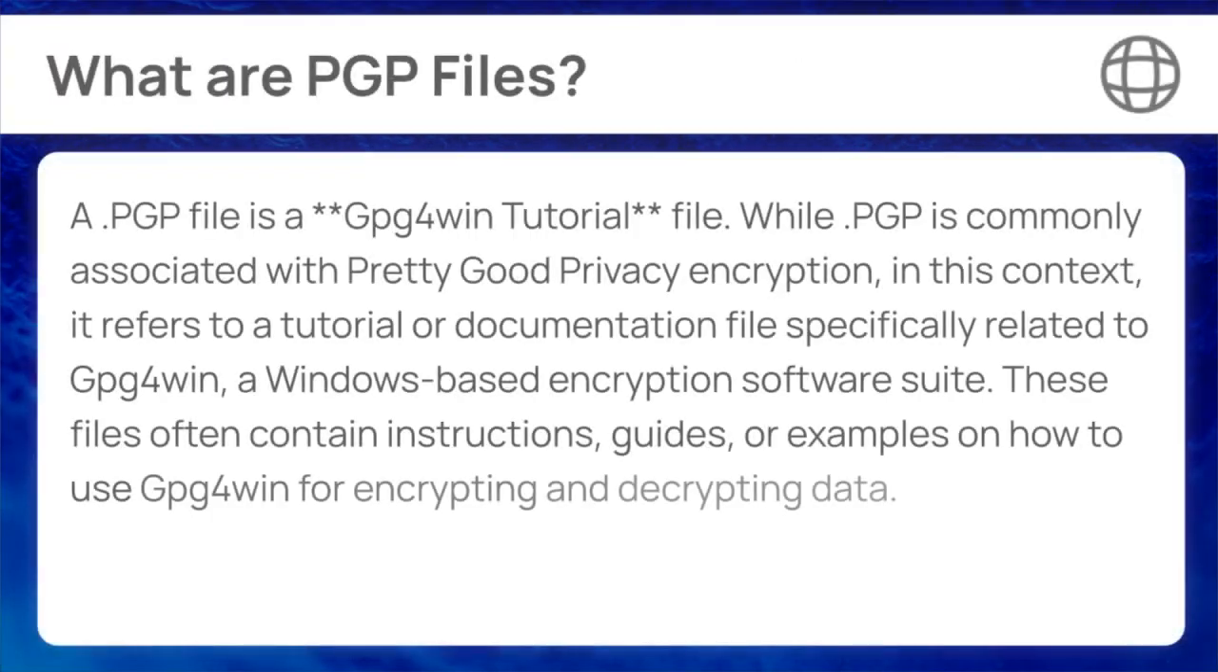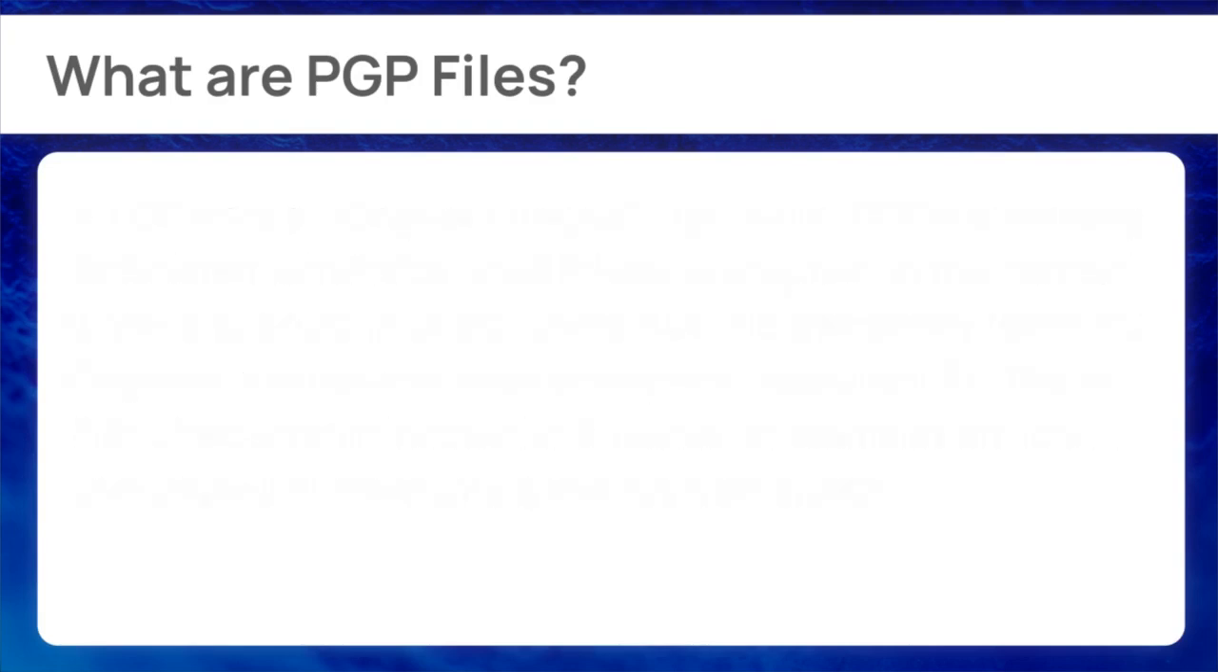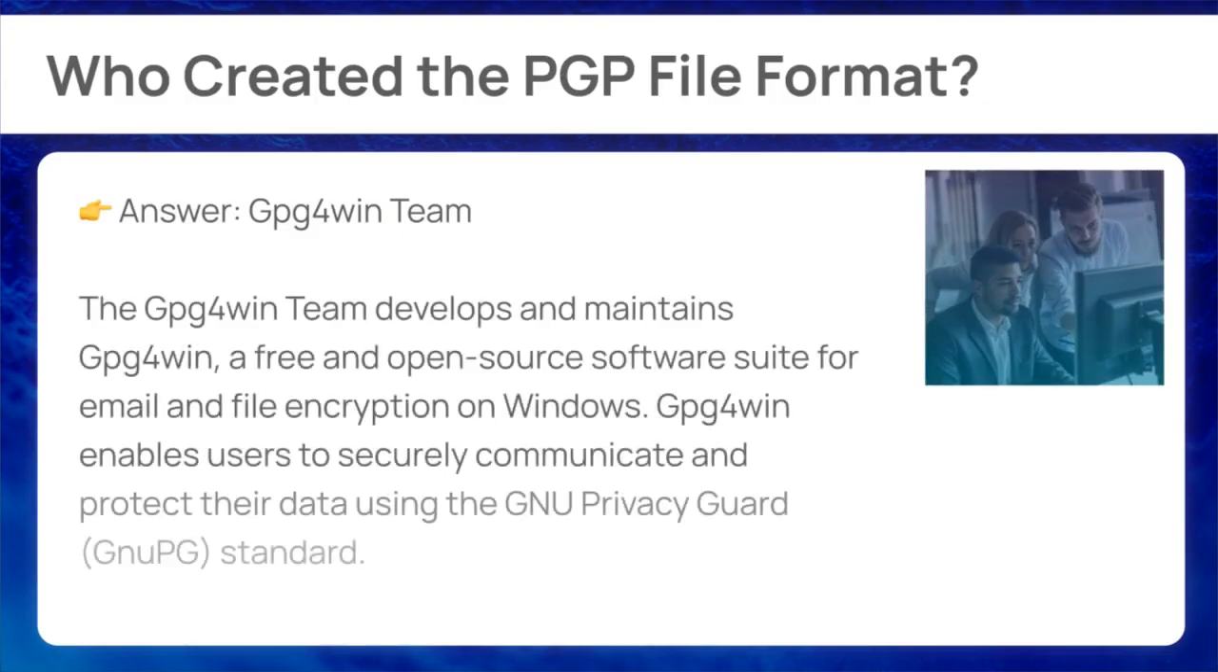A PGP file is a Gpg4win tutorial file. While PGP is commonly associated with pretty good privacy encryption, in this context, it refers to a tutorial or documentation file specifically related to Gpg4win, a Windows-based encryption software suite. These files often contain instructions, guides, or examples on how to use Gpg4win for encrypting and decrypting data.